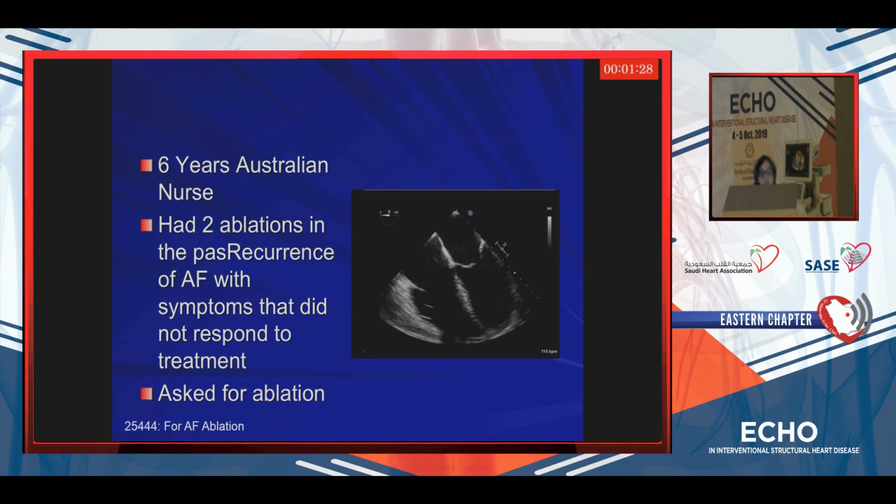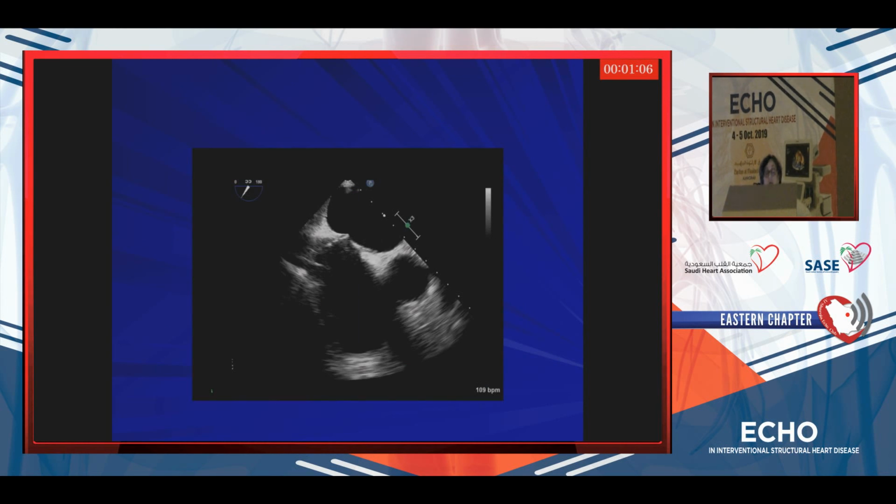This is a 64 years old Australian nurse with us. He had in the past 2 ablations because of atrial fibrillation and atrial flutter, but he had recurrence of his atrial fibrillation, and he was very much symptomatic with it. He asked for ablation again, so they got him in, and this is them trying to cross the interatrial septum.